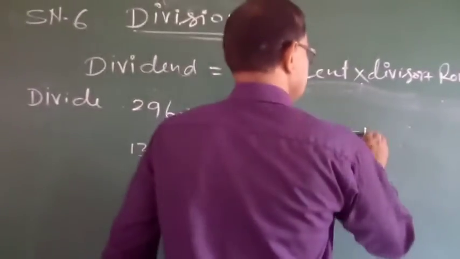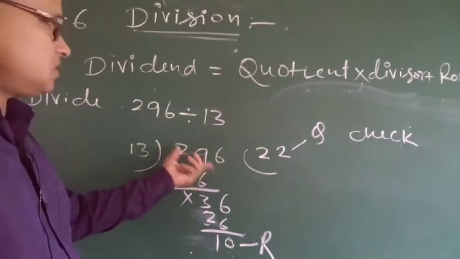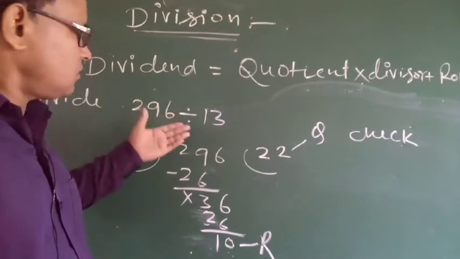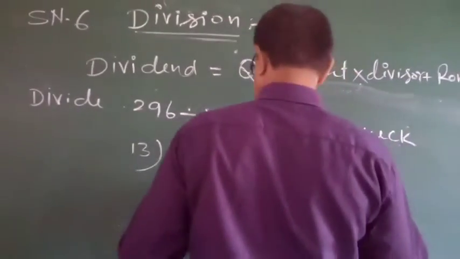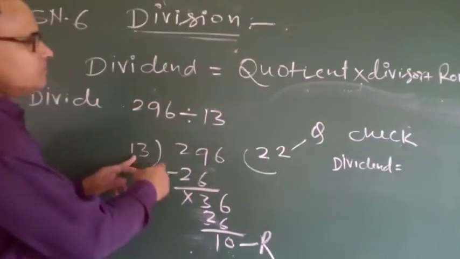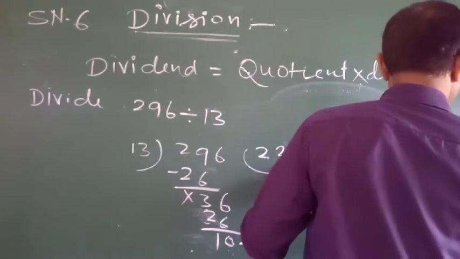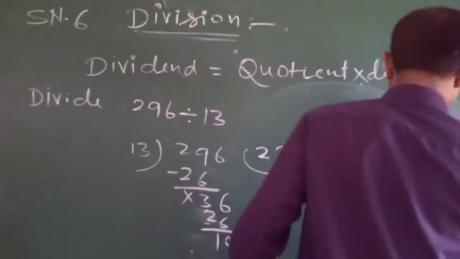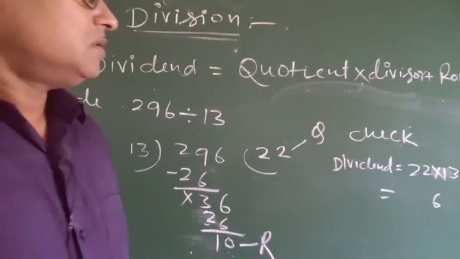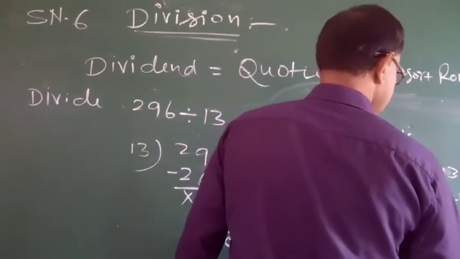We can check. We will check this to find out whether the result is equal to 296, which is the dividend, or not. Okay, if the dividend comes, then our division result is correct. Here check: dividend is equal to quotient multiply in divisor. Quotient is 22 and divisor is 13 and its remainder is 10. Okay, 13 twos are 26, 13 to the 26, 286 plus 10. Okay, here add this, we get 296.